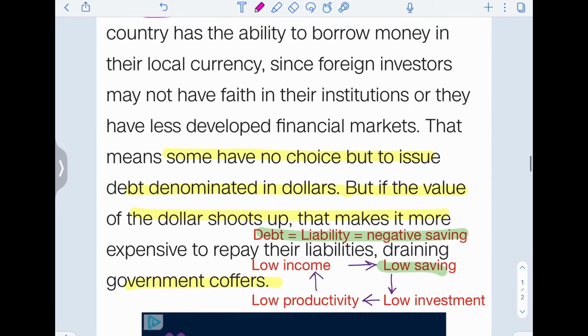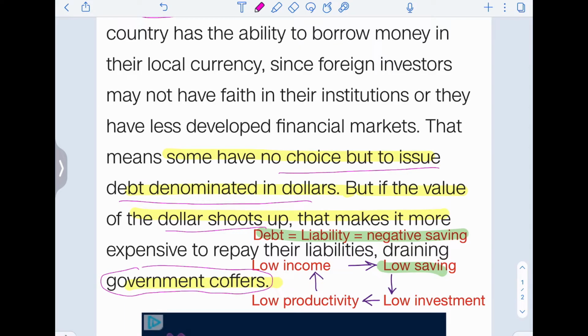Okay, remember, many LEDCs have no choice but to issue their debt in order to borrow. They have to issue it denominated in dollars. But if the value of the dollar rises, this makes it more expensive for them to repay their liabilities, and it drains government tax revenue. It drains the government coffers.